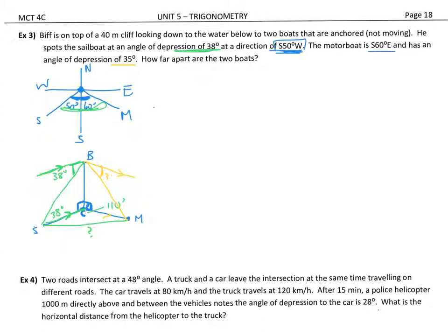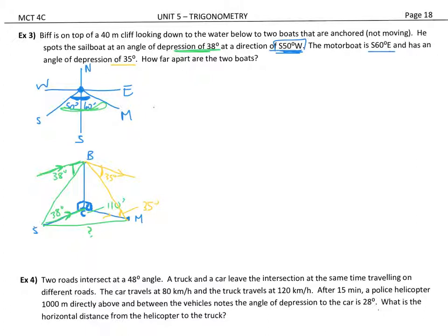This is my 35 degrees in there, which again, by a Z pattern means this angle at the bottom, BMC, that angle would also be 35 degrees. So lots of triangles in here. Now, the side length that we need to find is S to M, and S to M is part of triangle SCM, and the only thing I know about that particular triangle is one angle. I have no side lengths in it, and I have no other angles in it.